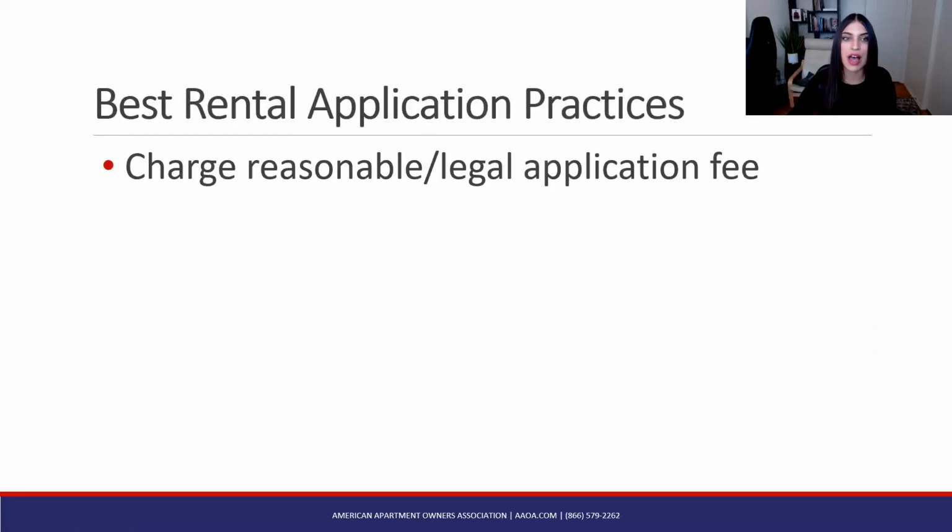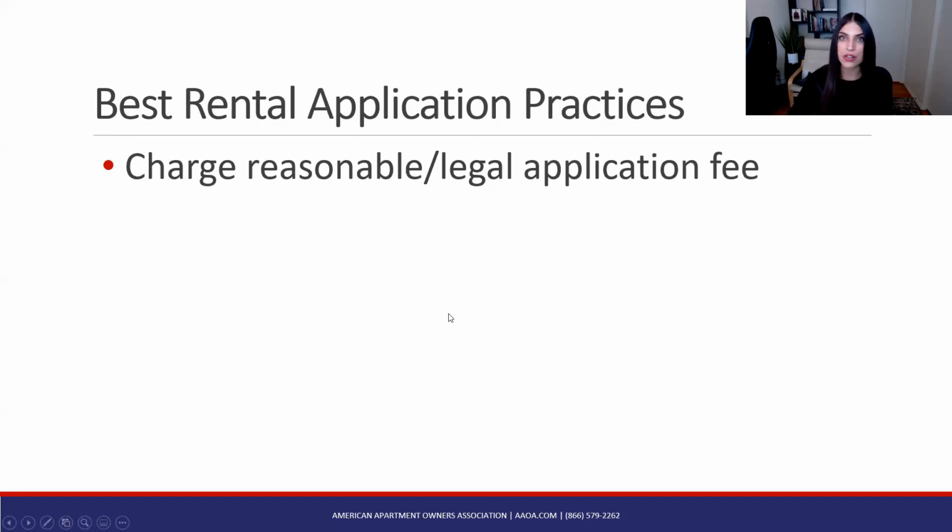All right, some more rental application practices. You want to charge a reasonable, legal application fee, so make sure you check your state. New York recently changed their application fee to $20, so you cannot charge more than that. California is a little over 50, so you should be fine.